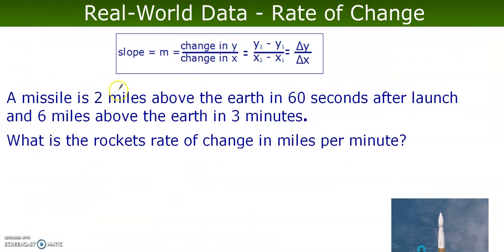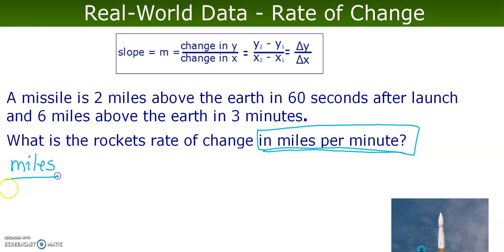A missile is 2 miles above the Earth in 60 seconds after launch and 6 miles above the Earth in 3 minutes. What is the rocket's rate of change in miles per minute? So they're telling us how to set up our word problem. Miles over minutes. And we already know that because any element of time should be on the bottom when we're talking about rate.